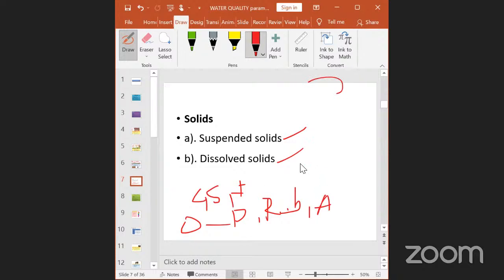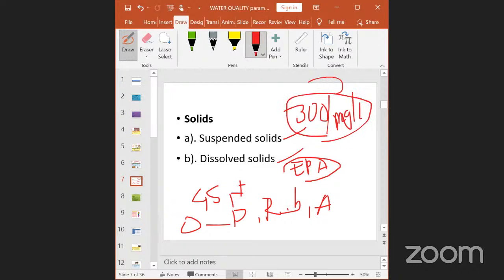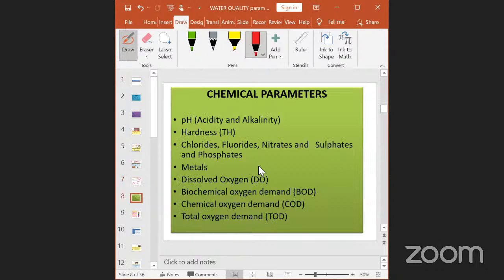So for suspended solids, as per the Environmental Protection Agency, that is called EPA, the maximum permissible limit is 300 mg per liter for drinking water, right? So the physical parameters are over. Next we are going to the chemical parameters.